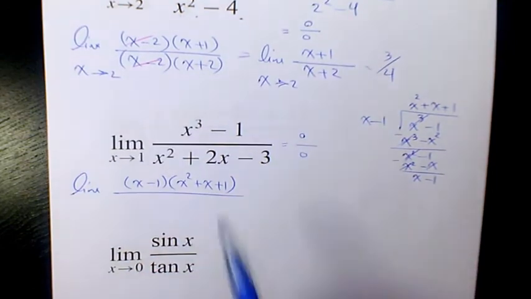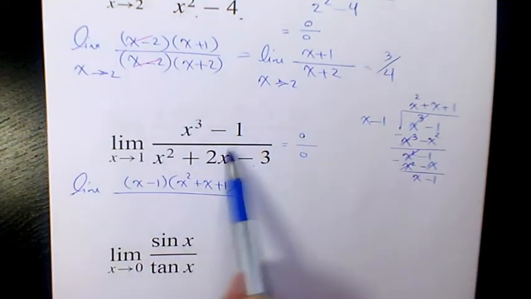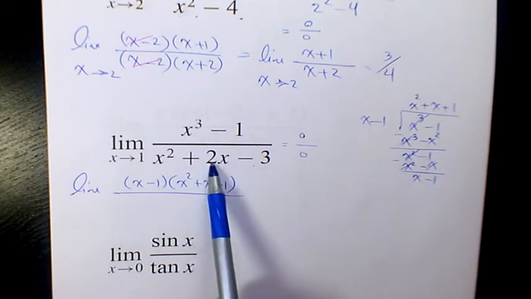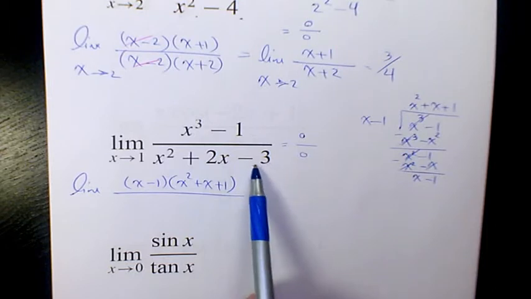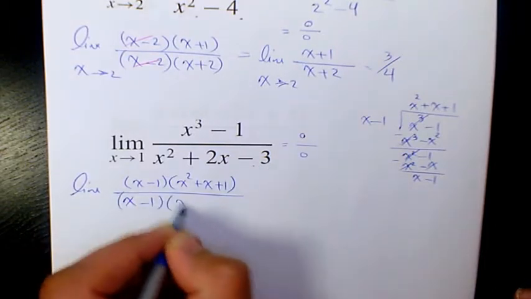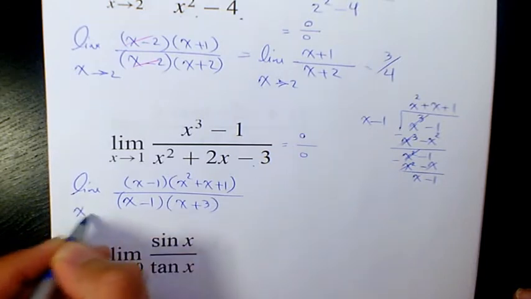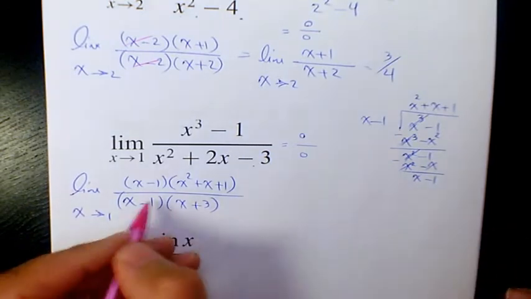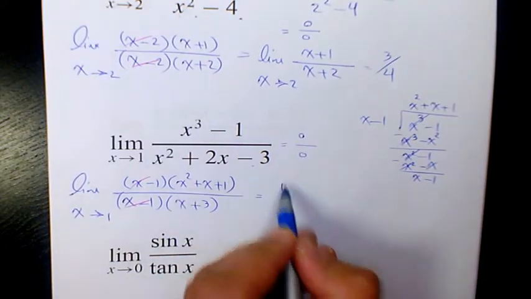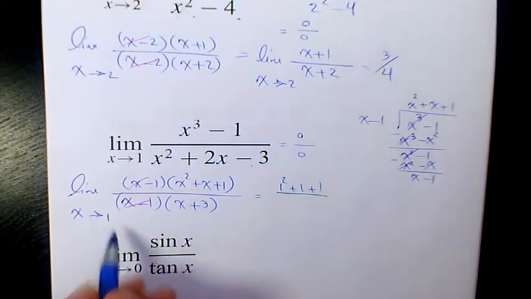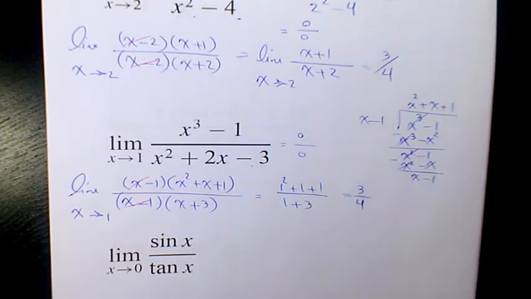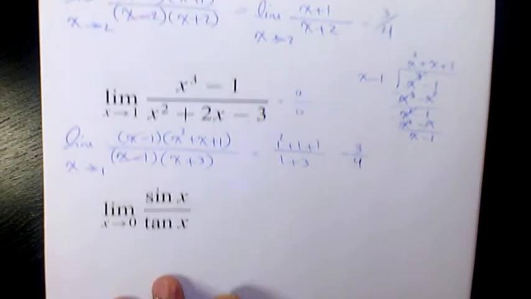Denominator, we have a quadratic. We are looking for two numbers multiplied to negative 3 and add to positive 2. That's going to be positive 3 and negative 1. These two cancel out. 1 squared plus 1 plus 1 divided by 1 plus 3. That's going to be 3 over 4. That's going to be the answer to this question.